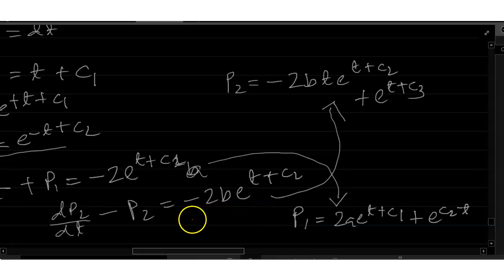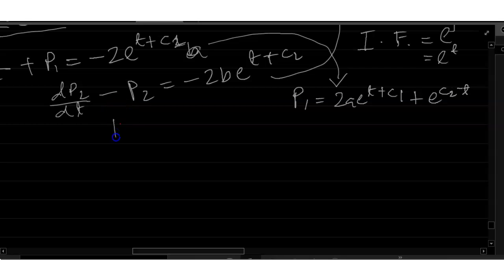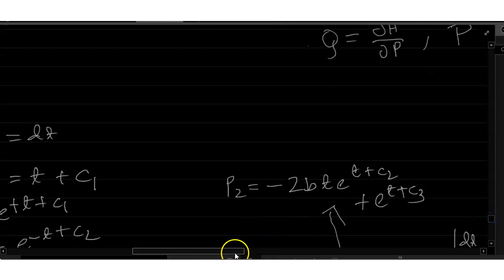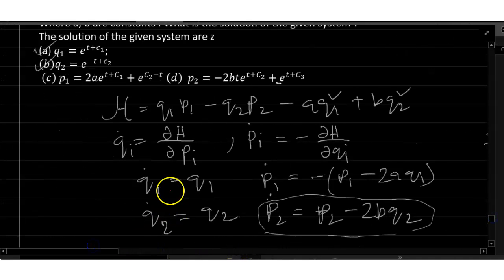How can I get it? I get it through the integrating factor for linear equations. The integrating factor is e to the power of the integral of dt, that is e to the power t, in one case, and in the other case e to the power minus t. So both my answers are correct: options C and D are both correct.